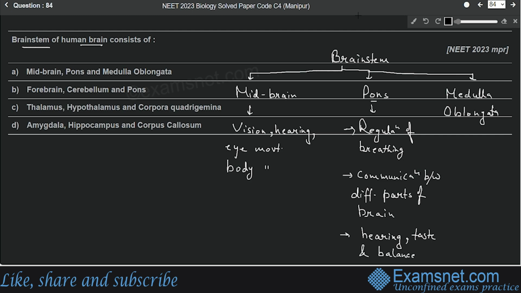And the last part is medulla oblongata. So what is the function of medulla oblongata? It controls the autonomic functions such as breathing, heart rate, blood pressure, etc. So we saw that the 3 parts of brain stem are midbrain, pons and medulla oblongata. So the correct answer will be option number A.